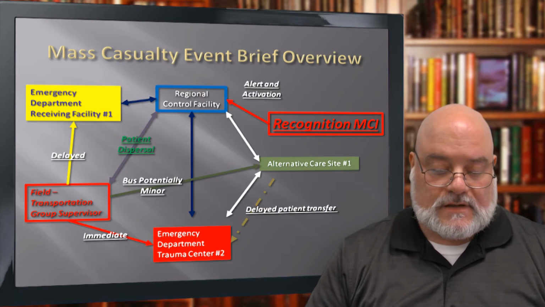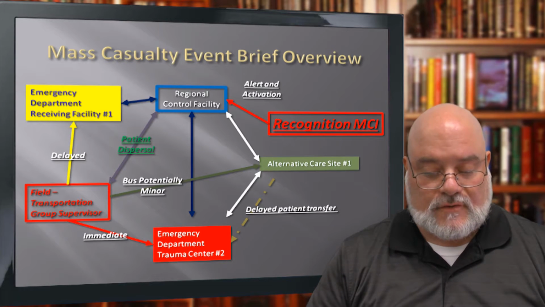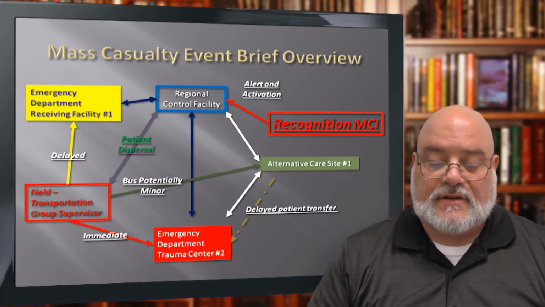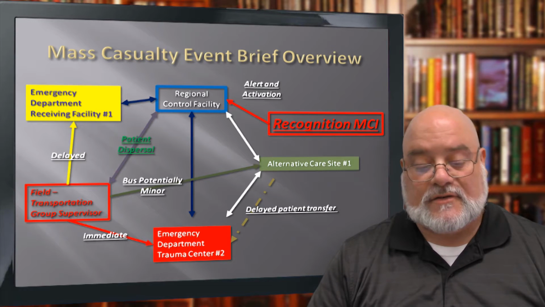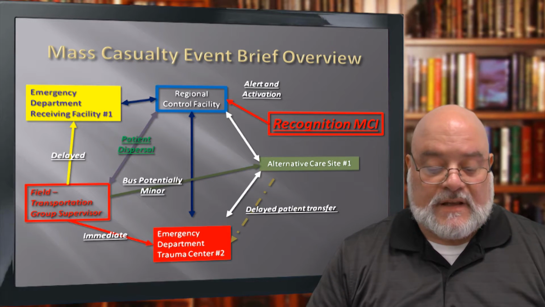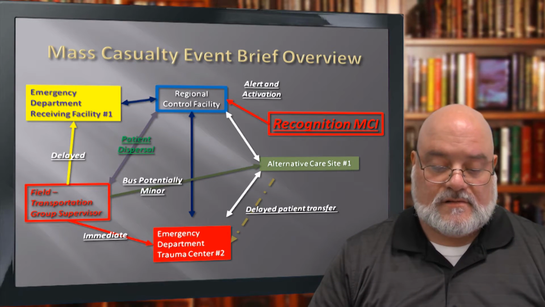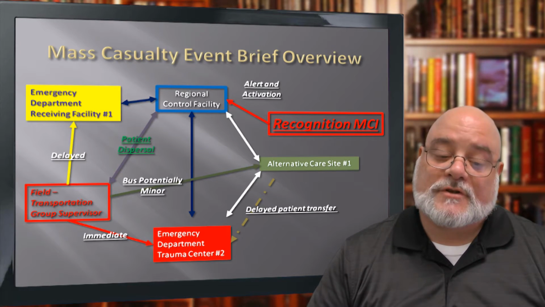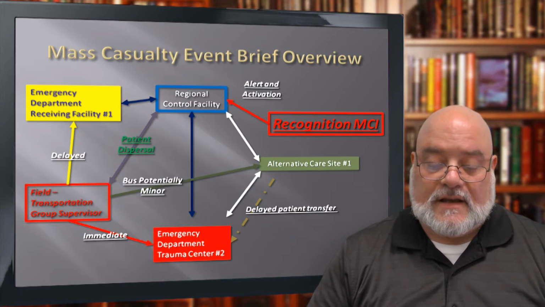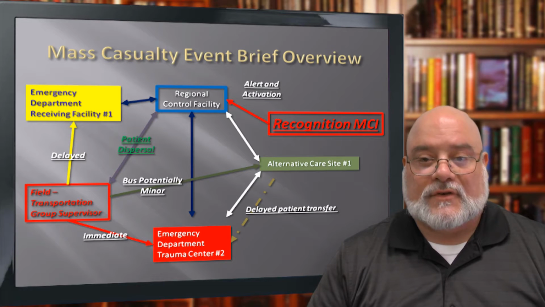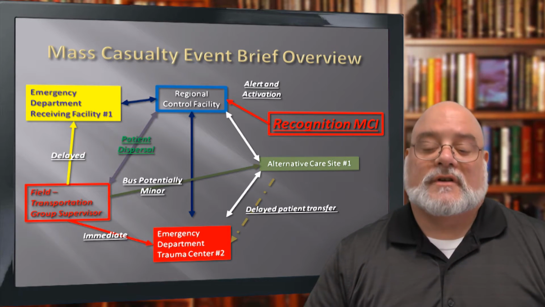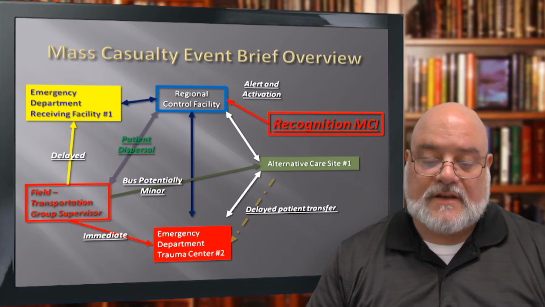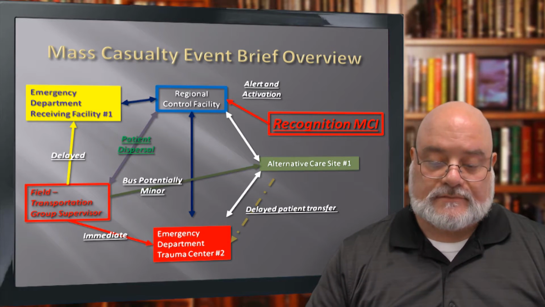The field groups, once they know from the control facility, can start redirecting patients either to the alternative care site or to the trauma center at Center 2. The immediate would go to the trauma center. Delayed could go to the first emergency department, and then using a bus or other alternative transportation means, all the minors could go to the alternative care site. So you can see how this web really works very well.